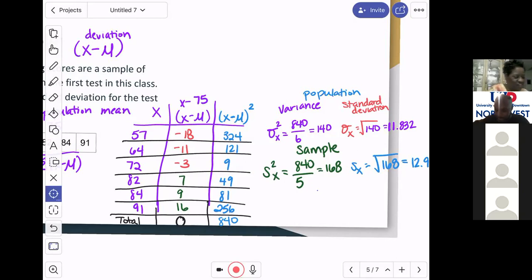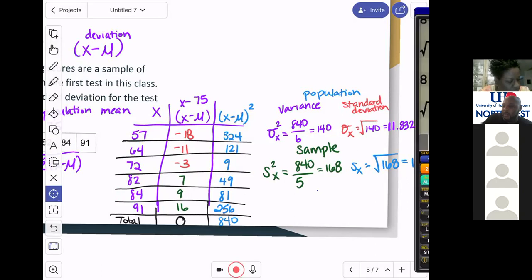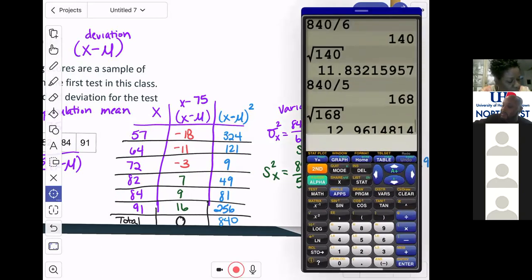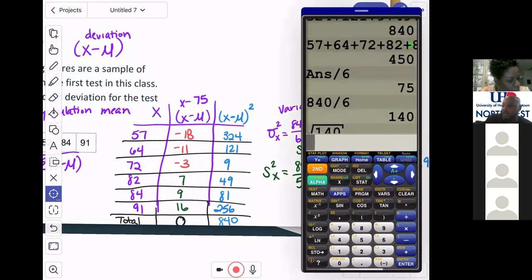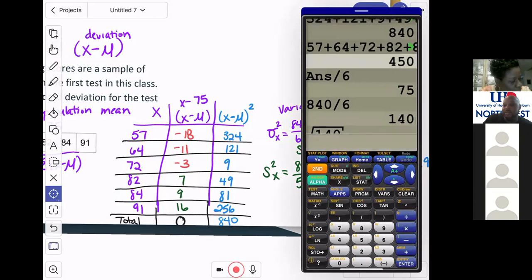So look, first thing I'm going to do is take these x values. I'm going to find their mean. My mean is 75. And I got that by adding up all these x values and dividing by the total. When we add up all these x values, we got, I think it was 450. We divided by 6. Yeah, it was 450 right here, and divided by 6. And we got 75 as the mean. That's the first part. You have to have a mean first.